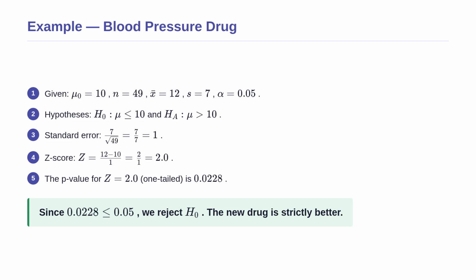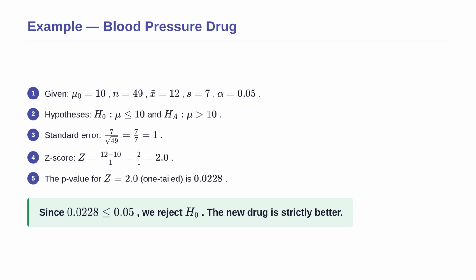Let us look at a slightly more applied example involving medicine. A standard medication lowers blood pressure by an average of 10 millimeters of mercury. A company tests a new drug on 49 patients, observing an average drop of 12 with a standard deviation of 7. They want to prove the new drug is strictly better.